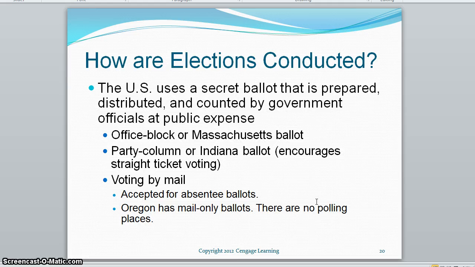The party column ballot, or the Indiana ballot, lists the candidates in columns arranged by political parties. Therefore, that encourages straight ticket voting. And voting by mail: states are increasingly using mail ballots to make it easier for people to vote and to increase turnout. Oregon is the only state in which all votes cast are by mail.